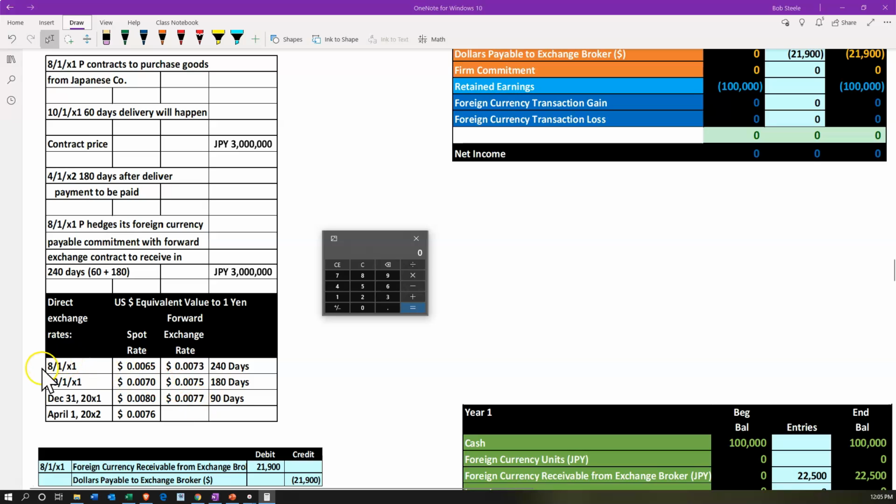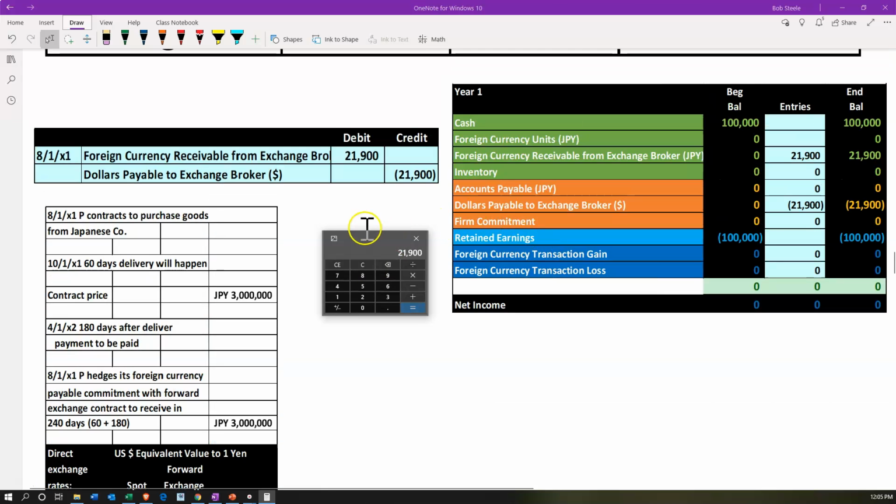And as time passes, this is the passing of time that will happen in our problem, and these are the days that will shorten until that point in time, April 1st, when we're there. So these are going to be the predictive rate. We have the 3 million times the 0.0073. That's going to be the 21,900. So we have the 21,900 debit, the 21,900 credit.